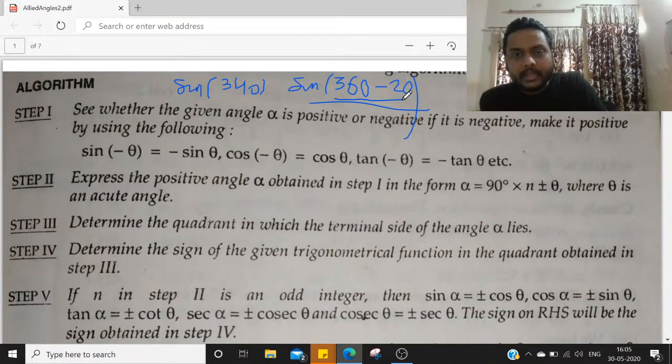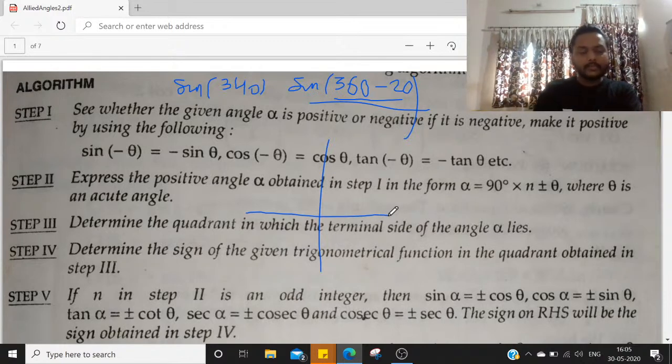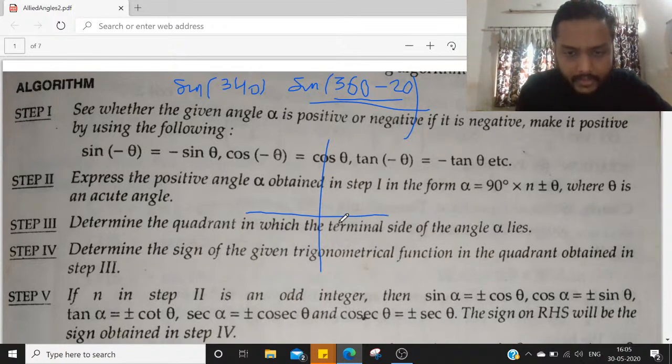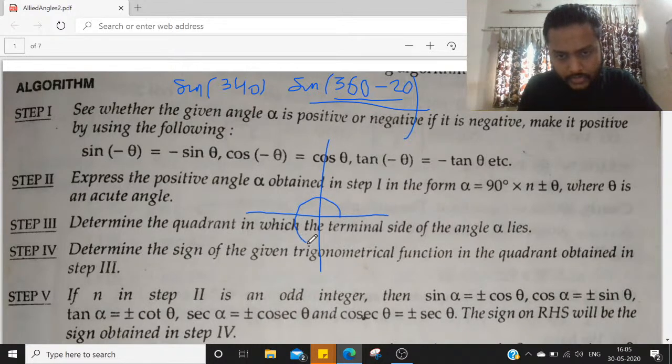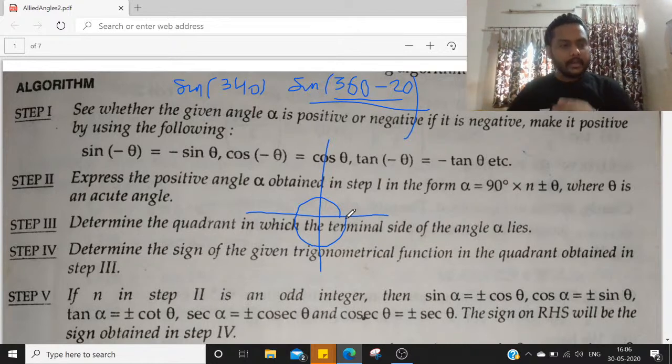If you talk about any trigonometric ratio, or the Cartesian system, you have your y-axis and your x-axis. You have the angles which are moving like this: 0, 90, 180, 270 and 360. Now the problem is that your angle does not terminate here.